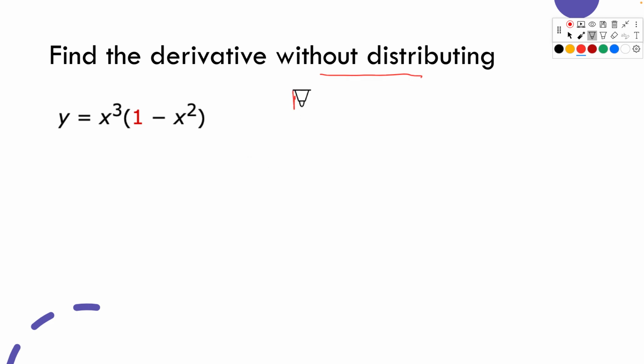So again, what I do is I list the first function, x to the third, and the derivative of that first function: 3 comes down, subtract 1 from the exponent. So this is just what we've been doing, right? I come over, what's the second function? Well, the second function is 1 minus x squared.